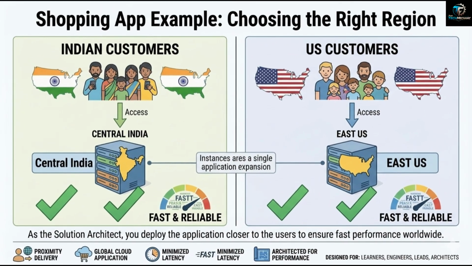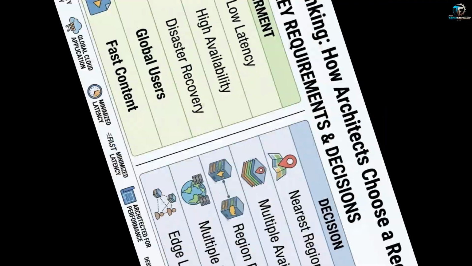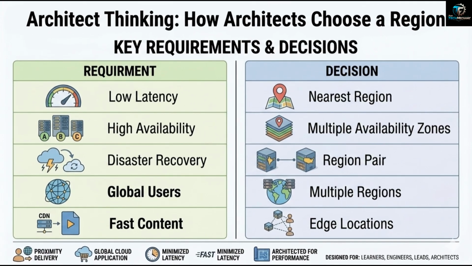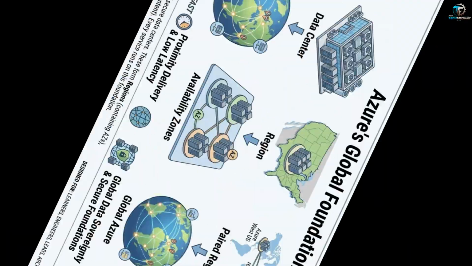Imagine you are building a shopping application for Indian customers. As the solution architect, you would likely deploy it in the Central India region. If the application later expands into North America, you might deploy another instance in East US, giving both user groups fast and reliable access. Solution architects don't choose regions randomly. They evaluate customer locations, legal requirements, latency, disaster recovery needs, and cost. The right region can significantly improve application performance and reliability.